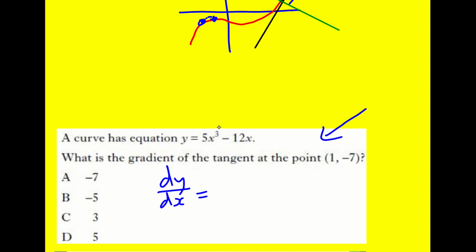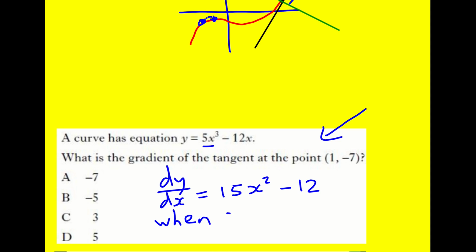If we remember our rule, we multiply by the power, so it's going to become 15, and we reduce the power, so the first term becomes 5x cubed. Sorry, 5x cubed becomes 15x squared. We know that if we're adding terms, we can just differentiate them separately. The minus 12x becomes minus 12. This is a special case. We just get rid of the x. That's dy by dx. That's everywhere along the curve.